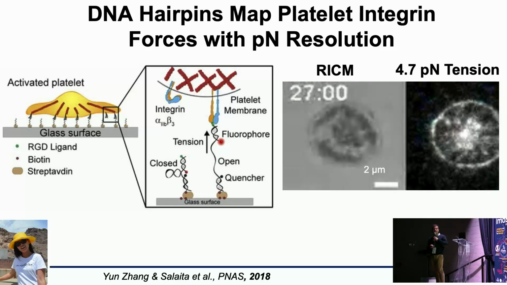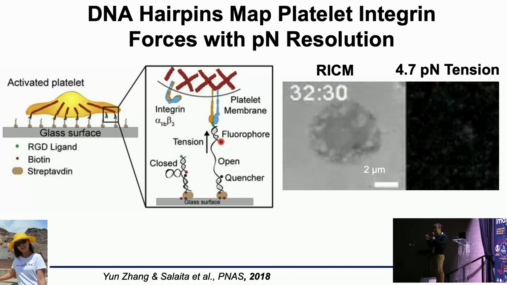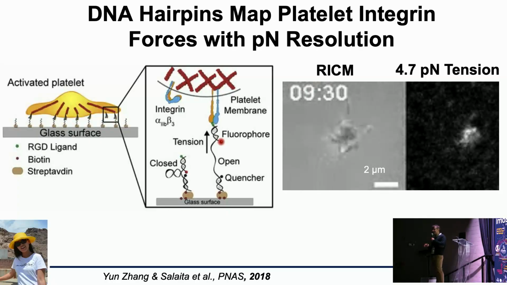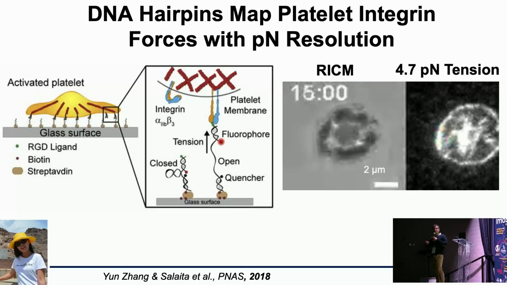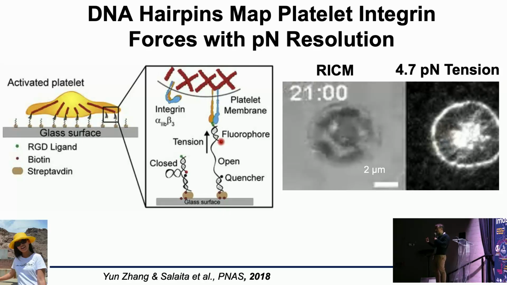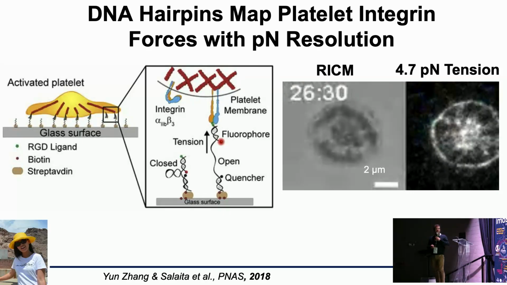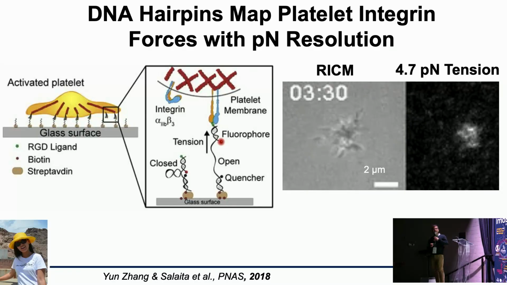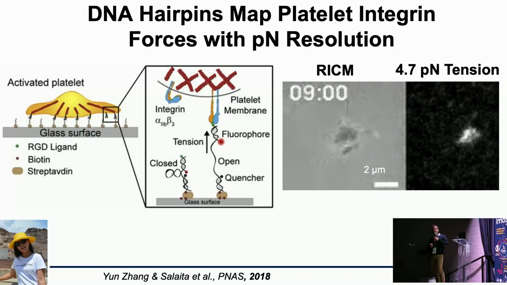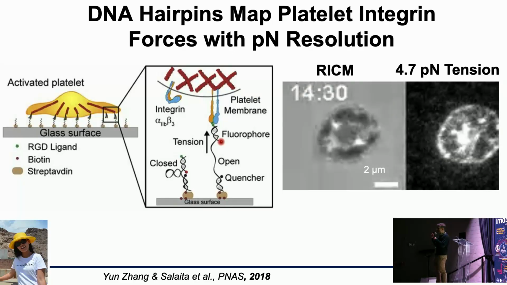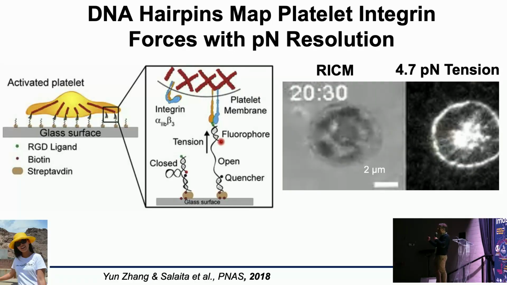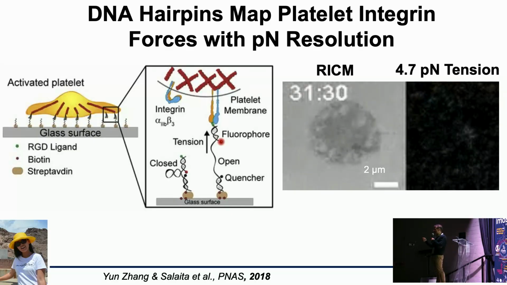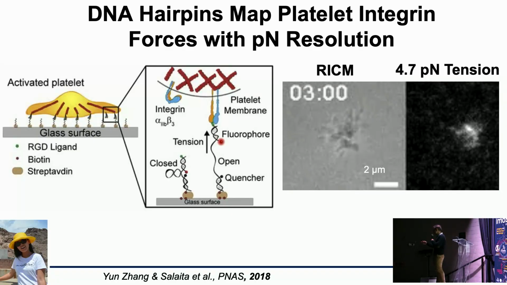You can see as the platelet spreads on the surface, you see a distinct bullseye pattern of tension generated by that platelet. This had never been seen before, and this exceeds the spatial resolution of traction force microscopy, so this was not visible previously. And the neat thing here is every time you see fluorescence, it indicates a 4.7 piconewton signal, and the signal intensity is linearly proportional to the number of integrins that are applying force. So we can quantify the number of receptors that are applying this 5 piconewton tug.